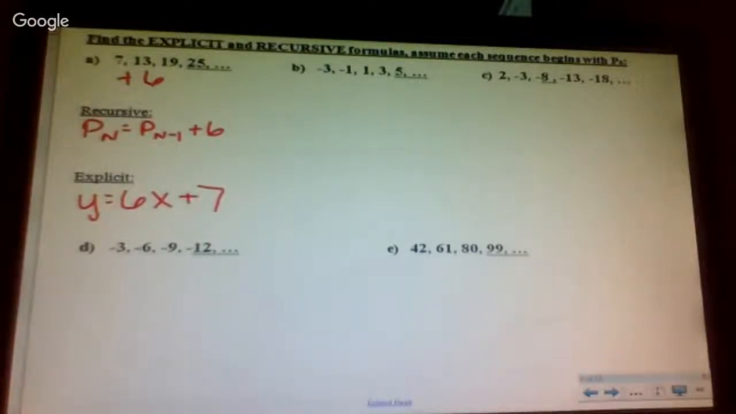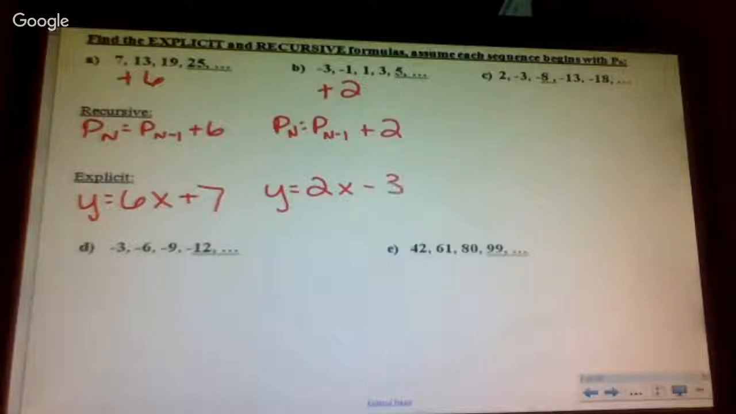Part B. Plus 2. So P sub n equals P sub n minus 1 plus 2, which means y equals 2x. Just do minus 3. Don't confuse yourself. If it's a negative number you're plugging in there, just do minus 3. C. Minus 5. So P sub n equals P sub n minus 1 minus 5. Y equals negative 5x plus 2.